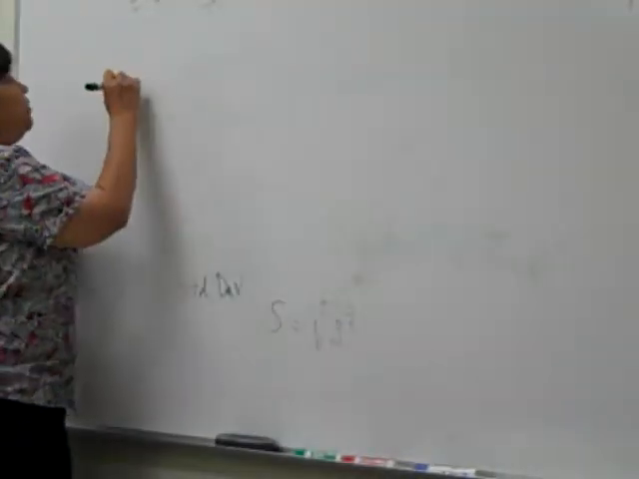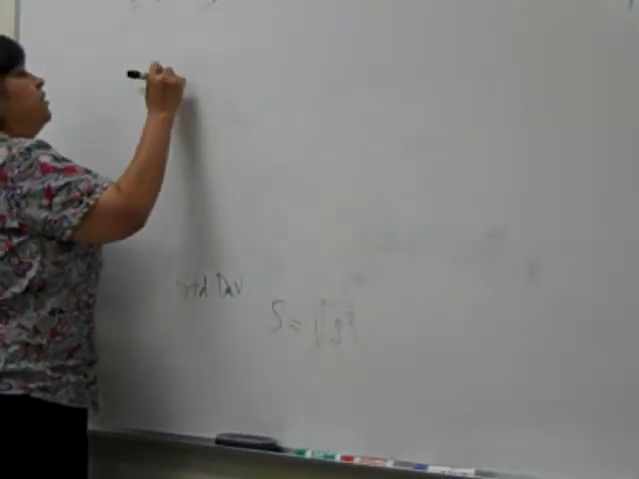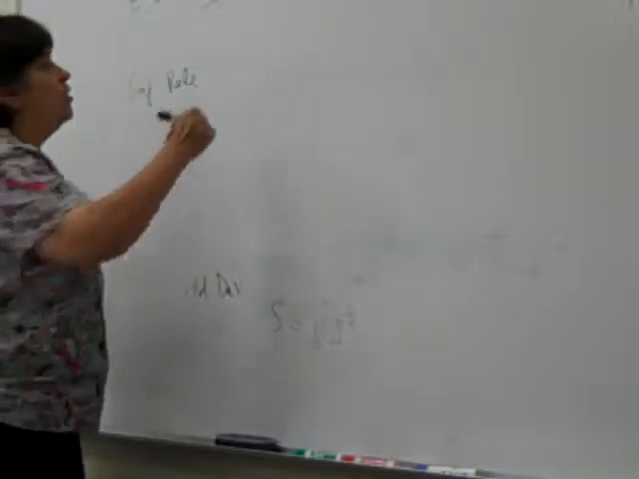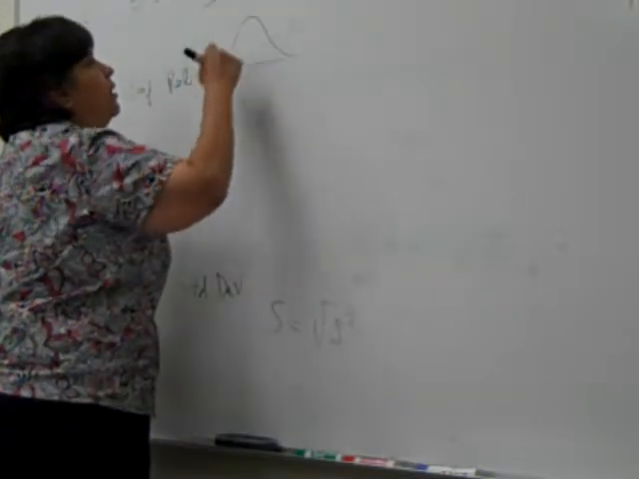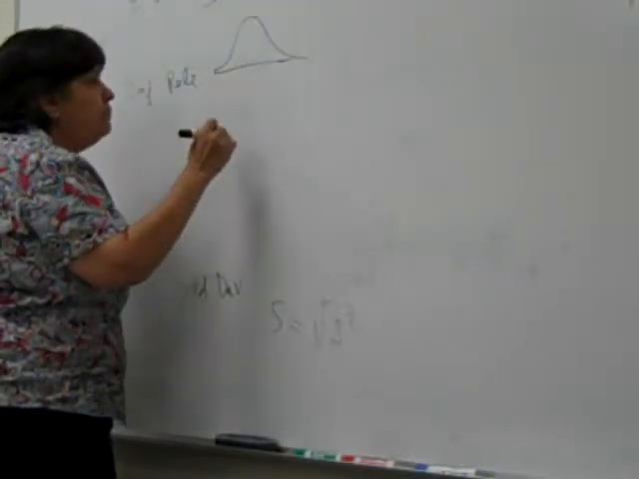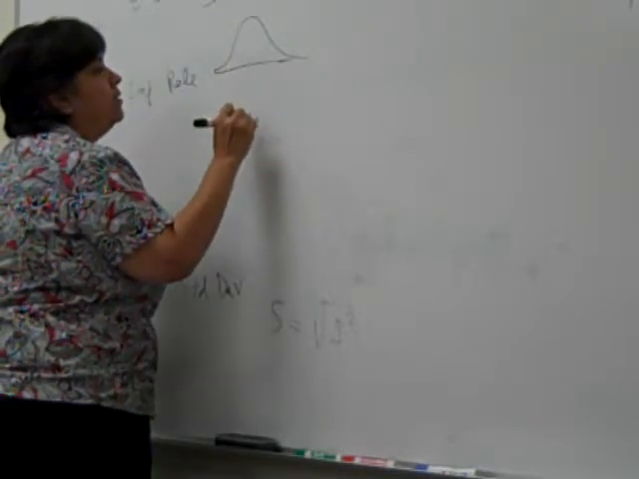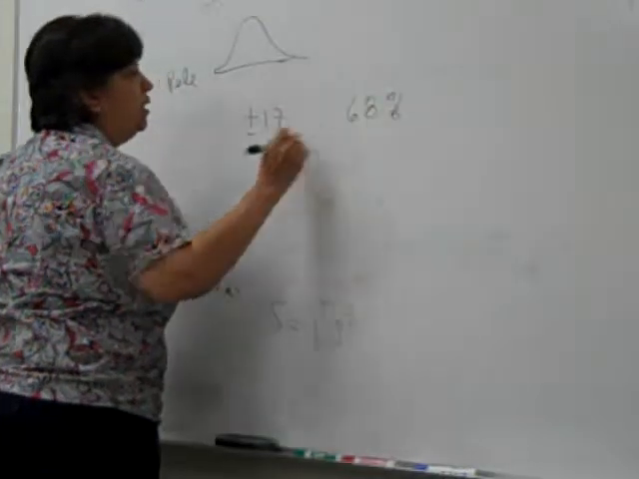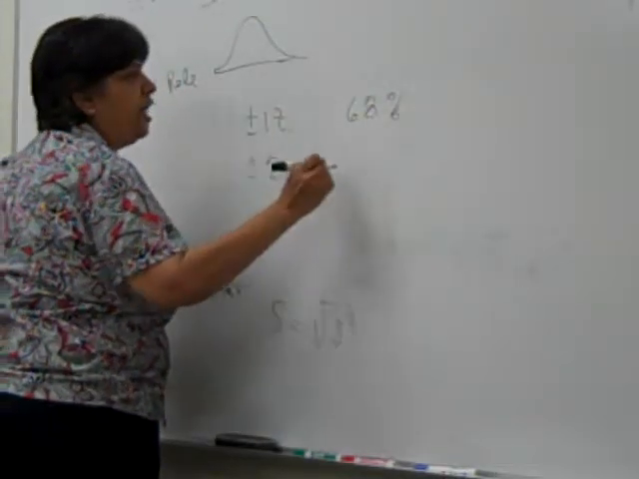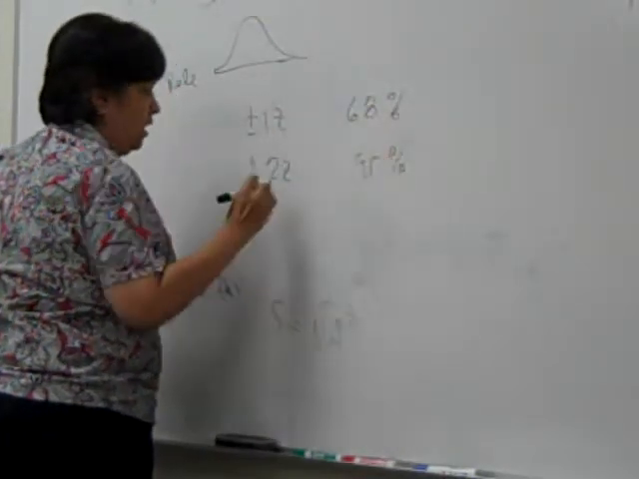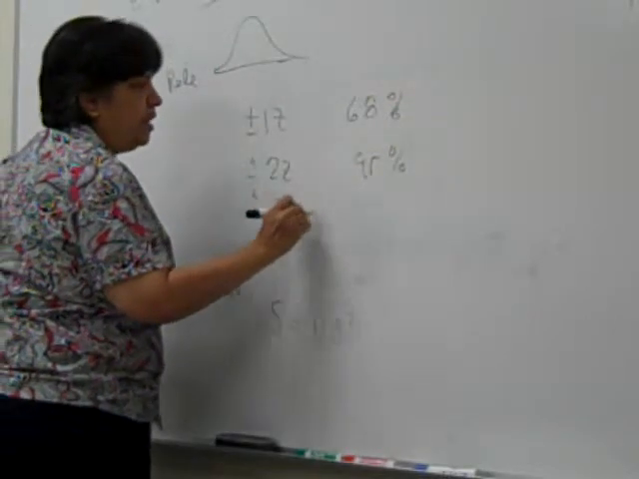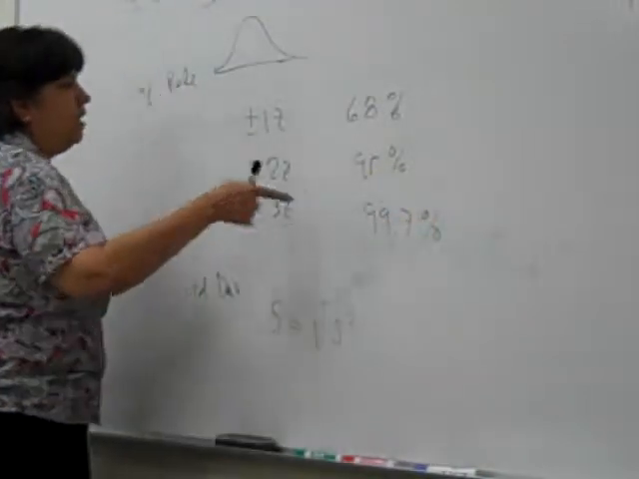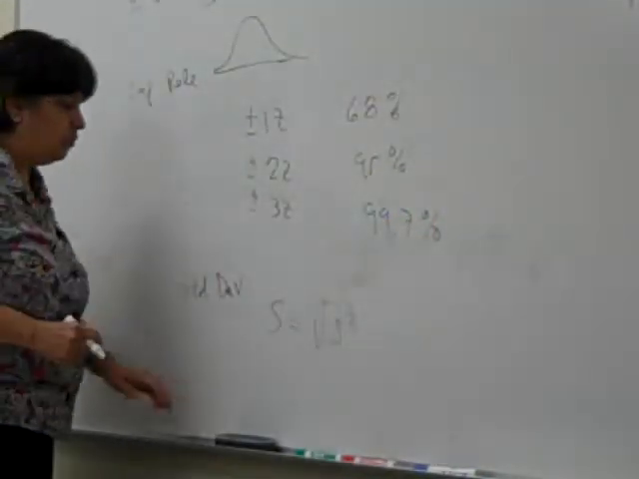We have the empirical rule. The empirical rule applies only for bell-shaped distributions. It tells you that plus or minus 1 standard deviation, we have 68% of the data. Plus or minus 2 standard deviations, we have 95% of the data. And plus or minus 3 standard deviations, 99.7% of the data is in this range. And this is the empirical rule.